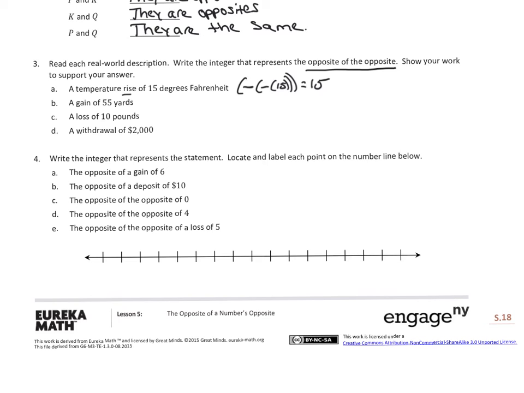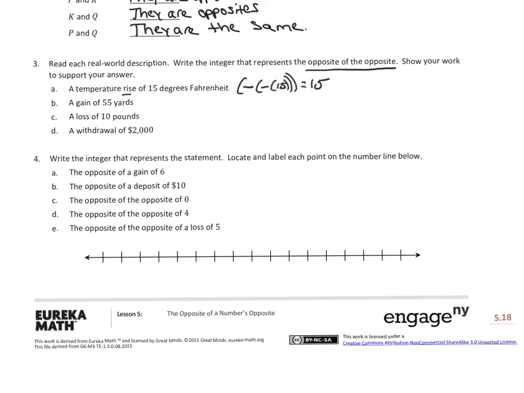Okay, the next part, the direction says, write the integer that represents the statement. So it's not opposite of opposites, we're just writing the integer. And then locate and label each point on the number line below. I will refrain from labeling the number line because I'm going to have you answer the question in Edpuzzle. So the opposite of a gain of positive 6. Kind of gave that one away a little bit.